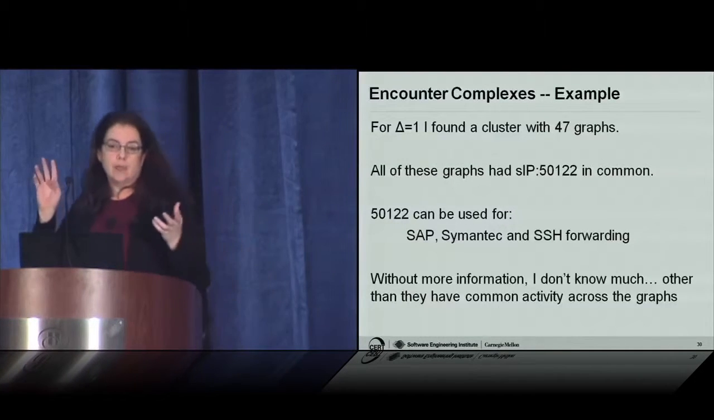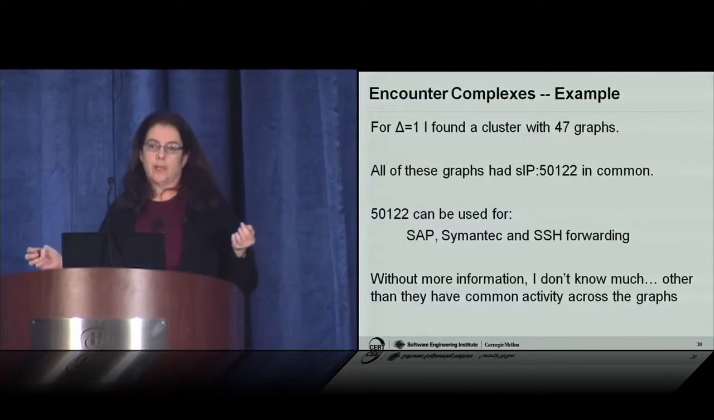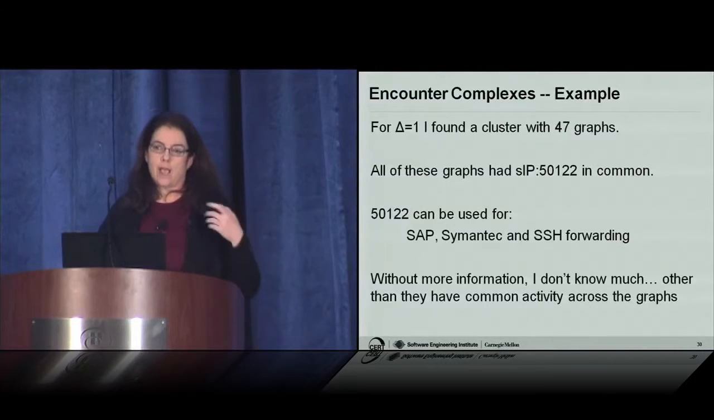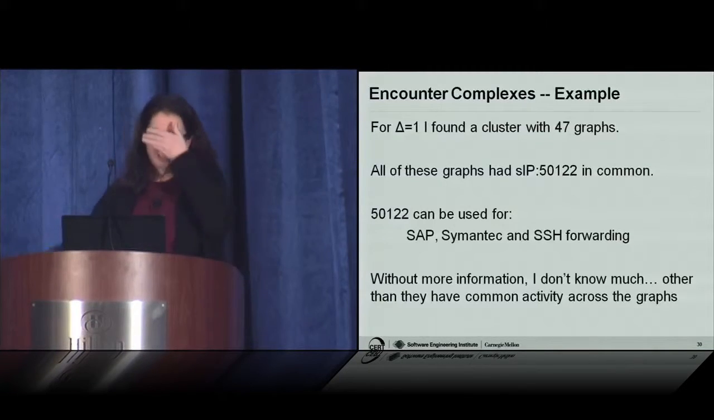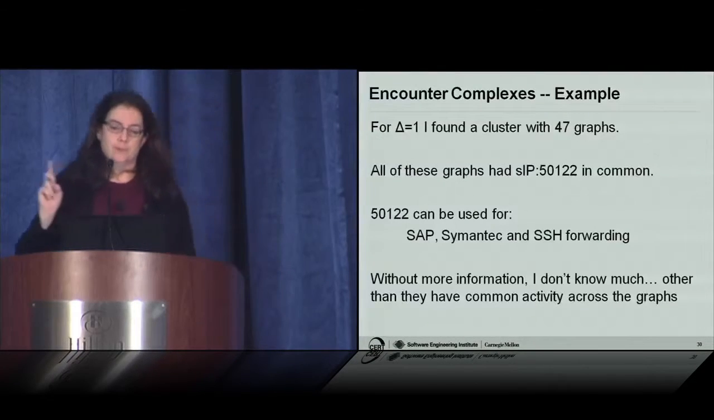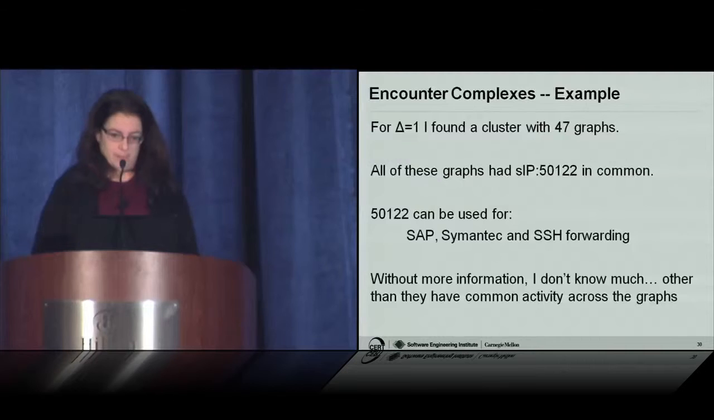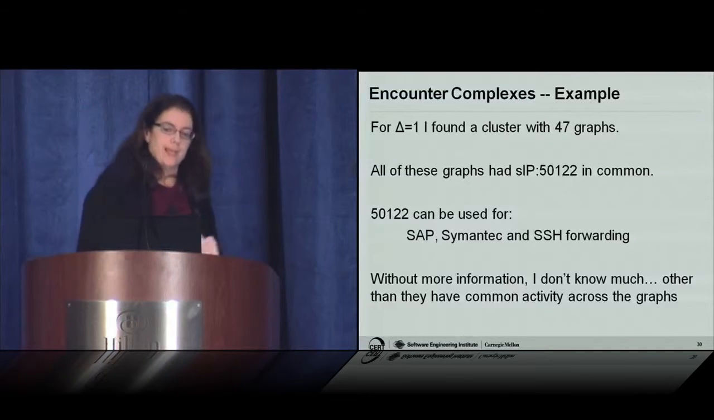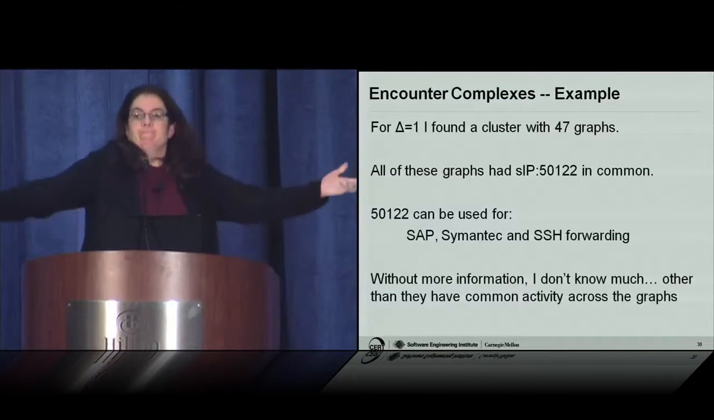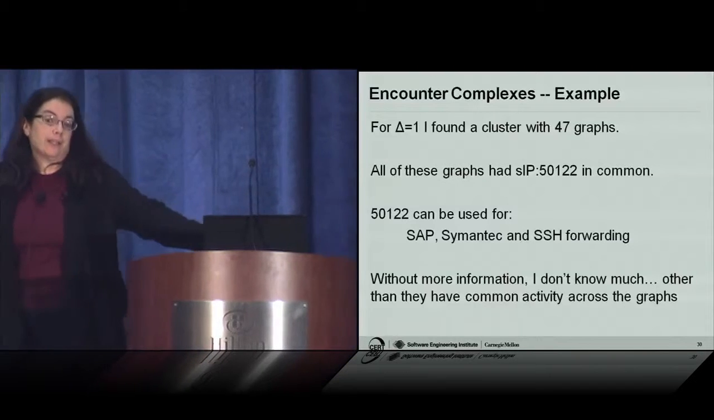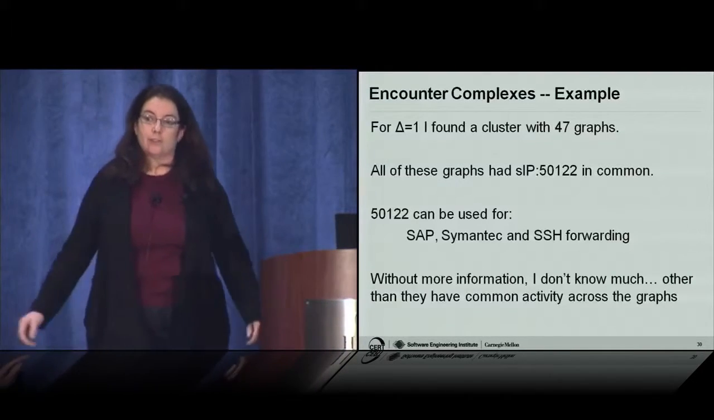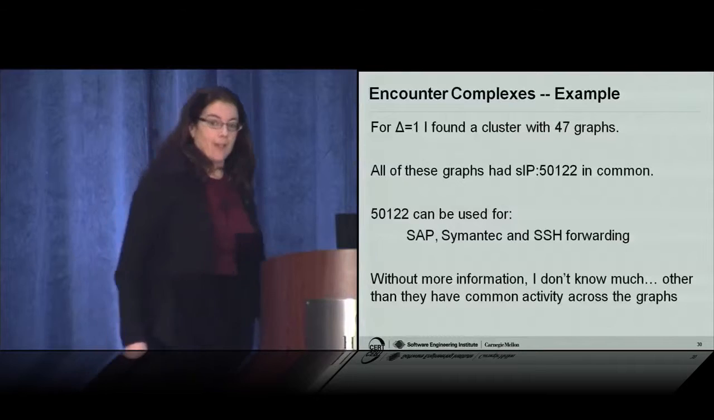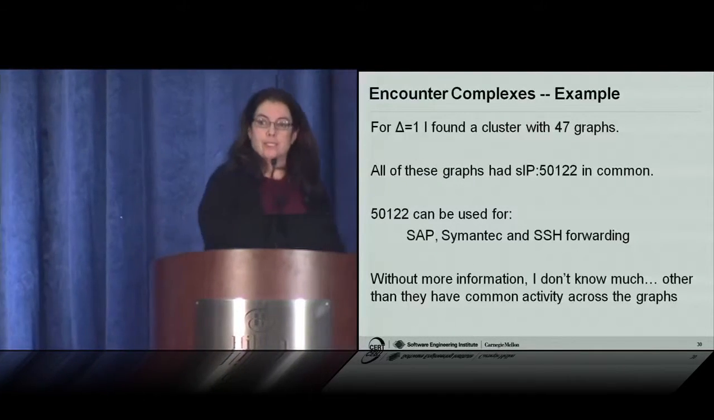So all of these for delta equals 1, I just pulled a cluster out at random. Most of the stuff I chose at random. There was no actual thinking and looking for the best result. It was just, okay, I'll look at that one. All of these graphs had, that shouldn't be SIP, that should be S-port, 50,122 in common. It can be used for SAP, Symantec, and SSH forwarding. I have no idea what they were doing, because I'm just looking at port. I'm not also looking at port and protocol or YAF. I just looked at port, and this is what I got out.